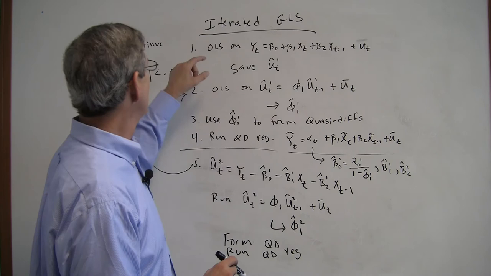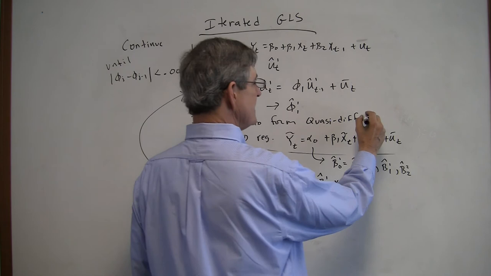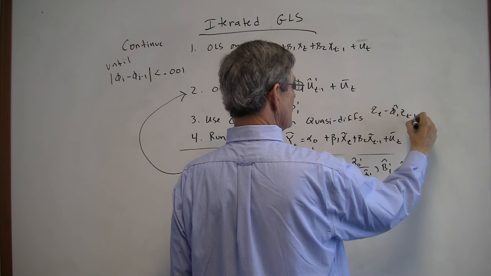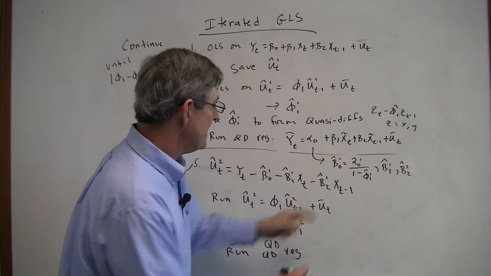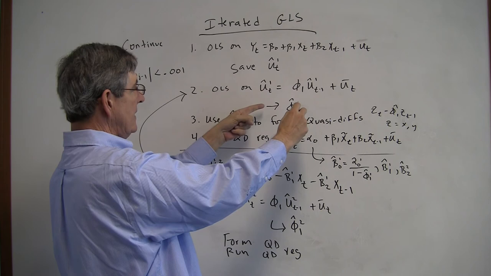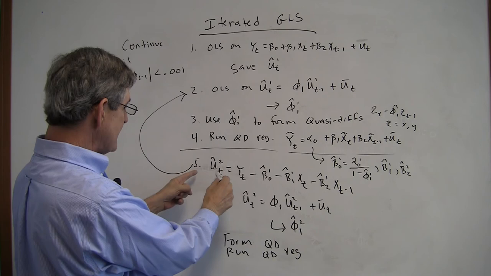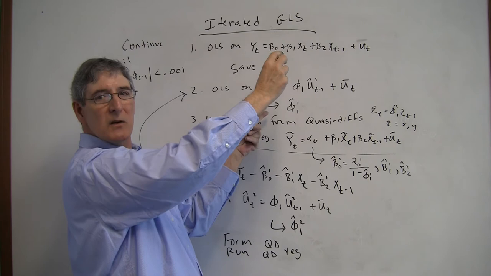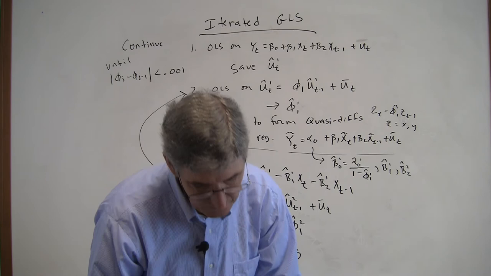So just like with that one step, OLS, save u hat, run u hat on its lag to get phi hat, form the quasi differences. Those are the zt minus phi 1 hat zt minus 1, where z is x or y. So you form the quasi-difference, run the quasi-difference regression, recover the betas, and there's this one little tricky part to get beta not hat. From the betas, get a new error, run this, get a new phi, see if it's close to the old phi, if it's close enough, stop, if not, continue. New quasi-differences, new quasi-difference regression, new betas, new u-hats, loop back, use the new u-hats, you get a new phi, check it against the old one to see if you're close enough to stop. If not, continue, and just do it until this criteria is met. So that would be the iterative GLS procedure.